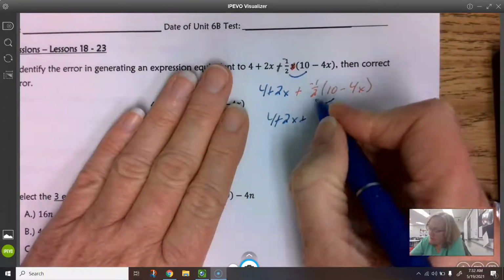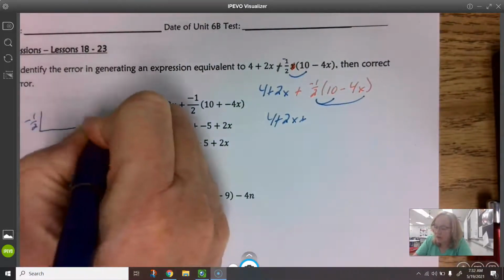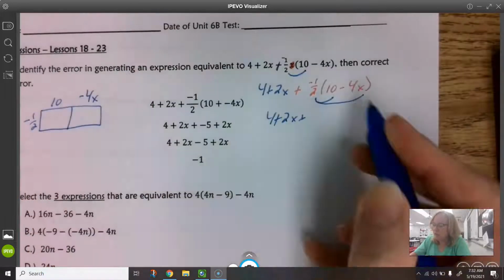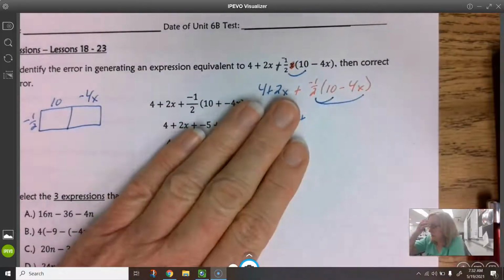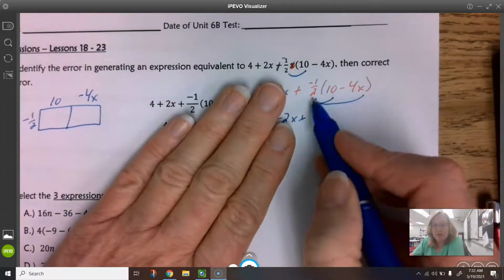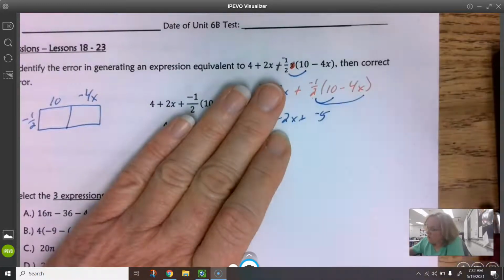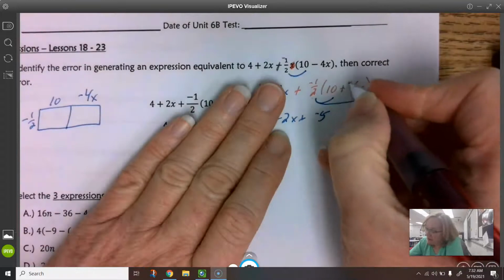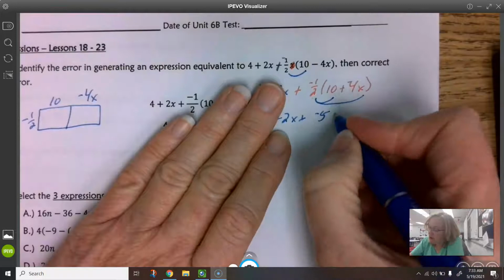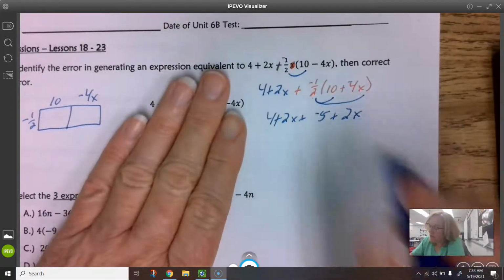I'm going to distribute here. And if you like the box method, what you're doing is taking 1/2 and multiplying it times 10 and negative 4x. That's what we're doing here. Okay, we're going to multiply those. So taking negative 1/2 times 10, you can use your calculator if you want to, or you could also just say half of 10. That's going to be a negative 5. I'm going to change my sign here because I'm bad with negatives. I'm going to take negative 1/2 times negative 4. Negative times a negative is a positive. Half of 4 is 2.